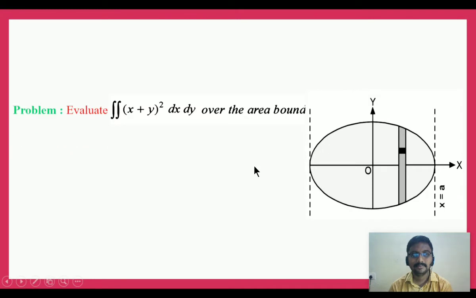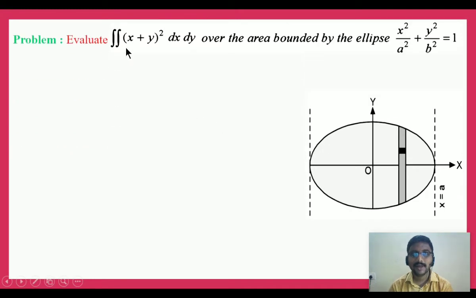Another problem: evaluate the double integral of (x plus y) whole square dx dy over the area bounded by the ellipse x square by a square plus y square by b square equal to 1.